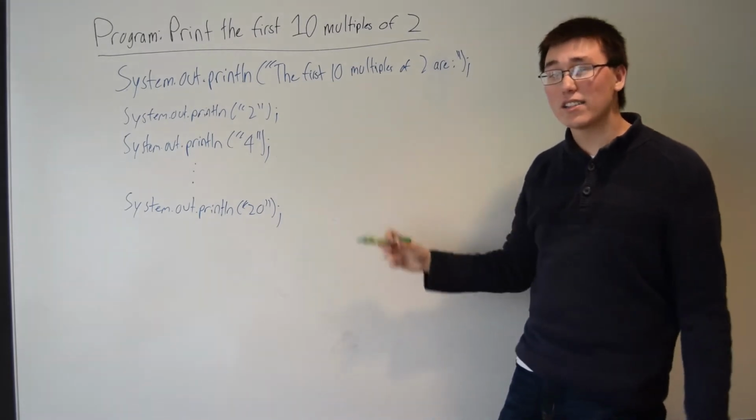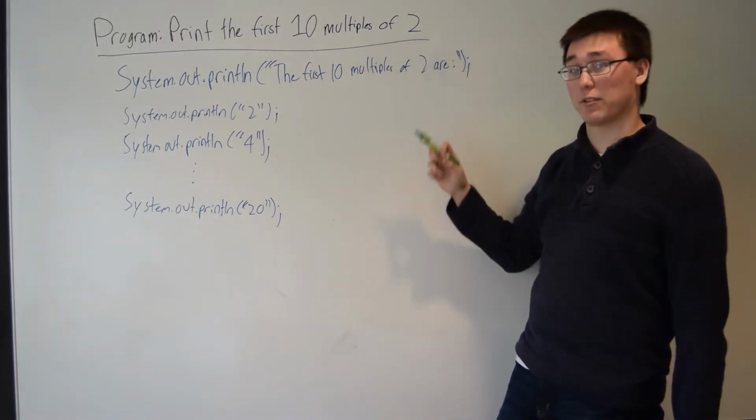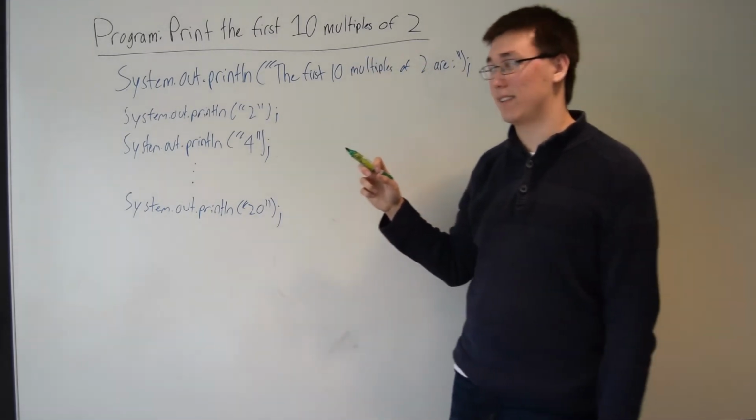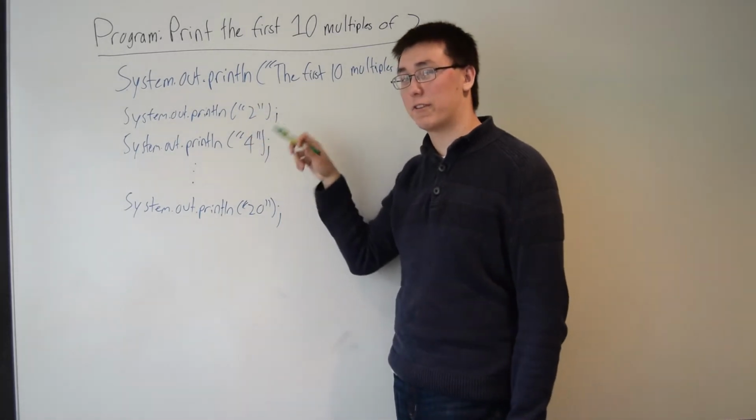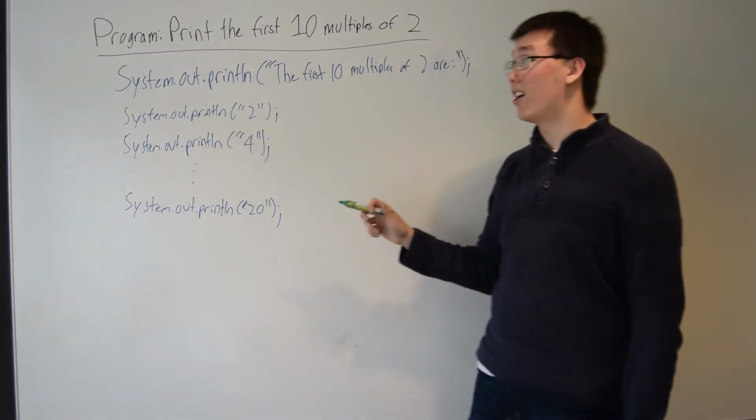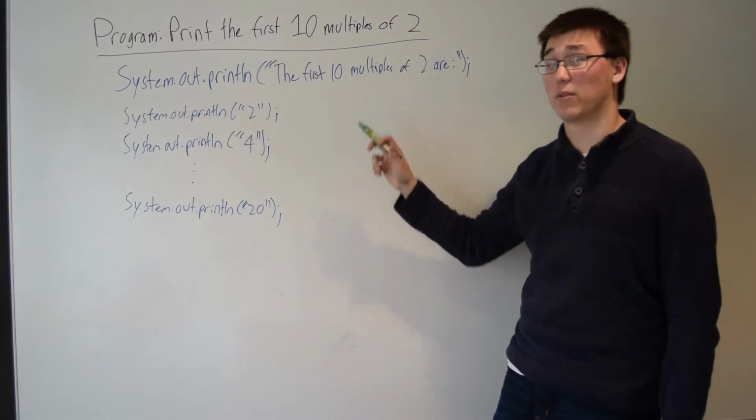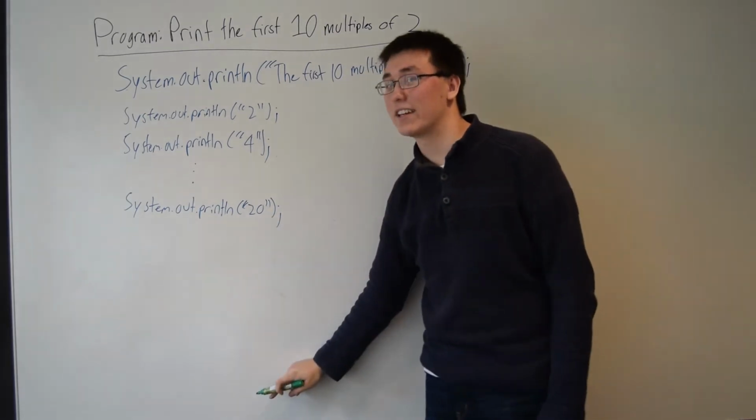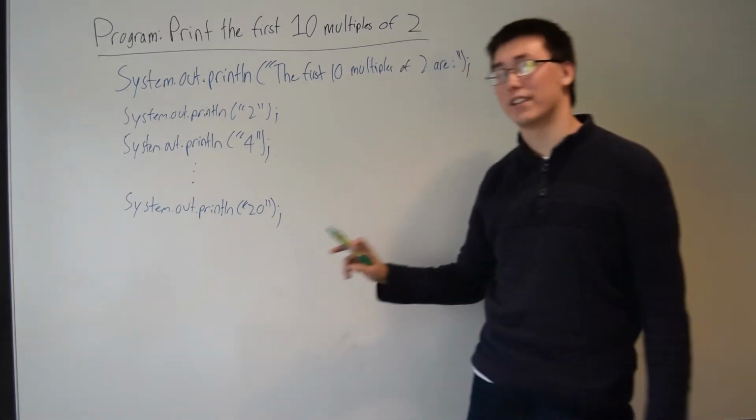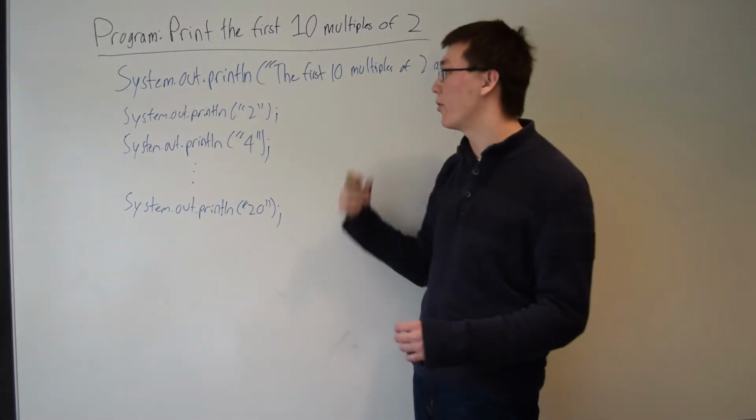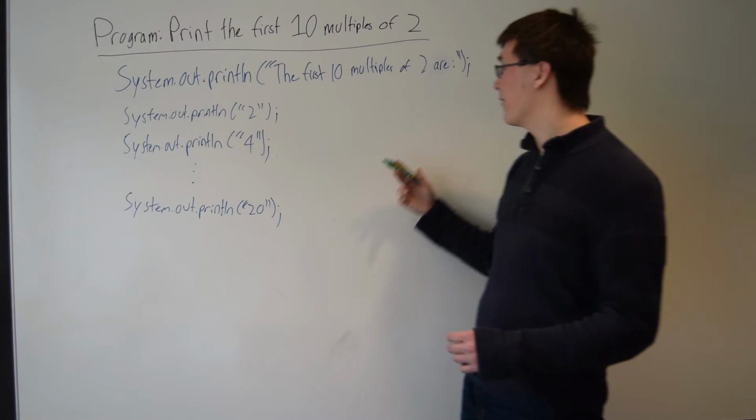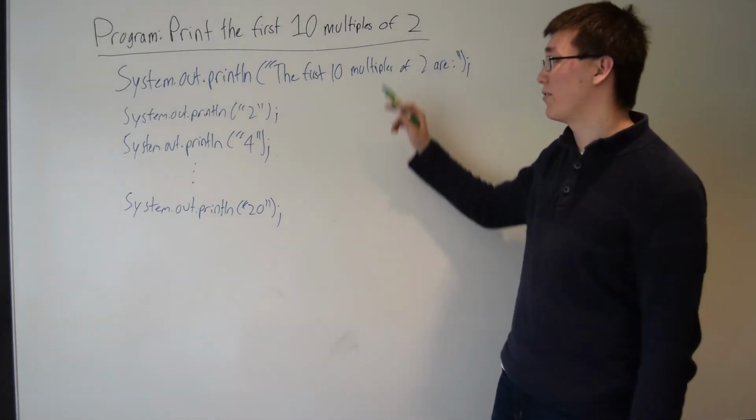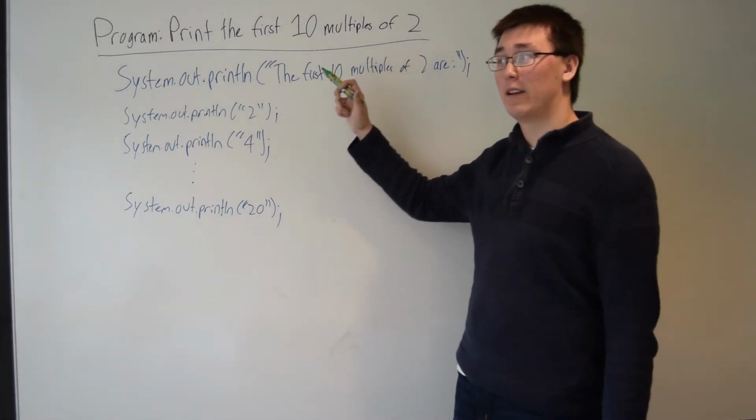While this does solve the problem of printing the first 10 multiples of 2, it's really redundant, right? We have a println for every multiple of 2. And also, what if we want to print the first 100 multiples of 2? Well then, we're going to add 90 lines of code down here that are going to say system.out.println and then keep going with the multiples of 2. So we're going to have a really long program to solve a pretty simple problem.